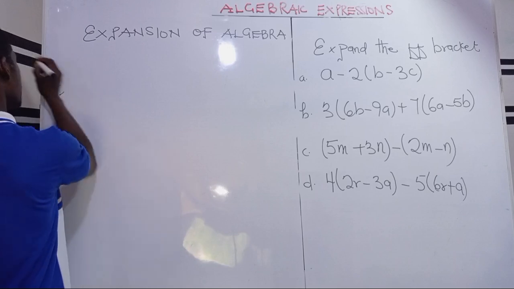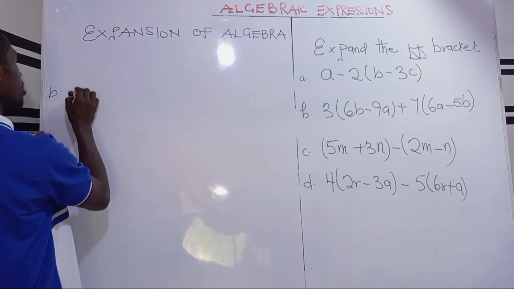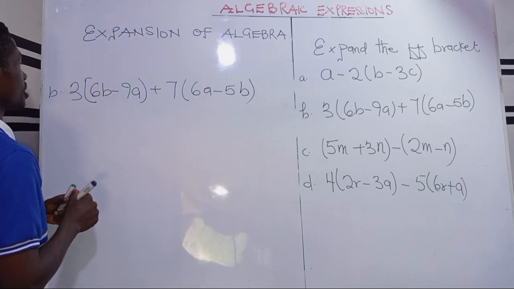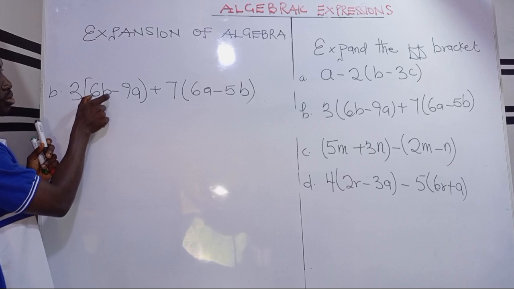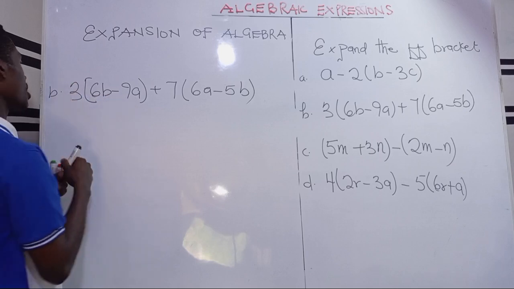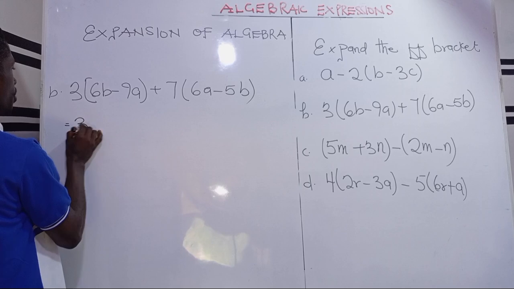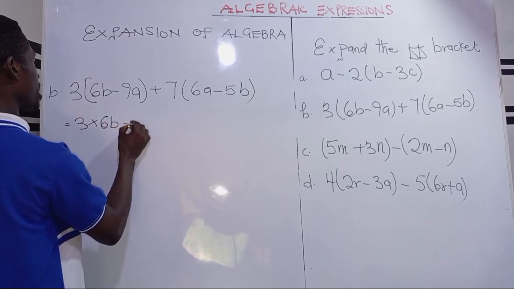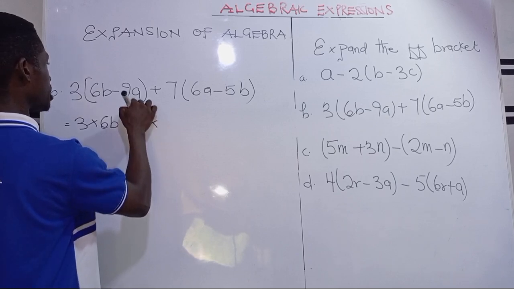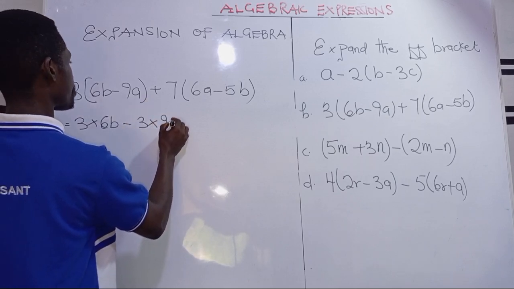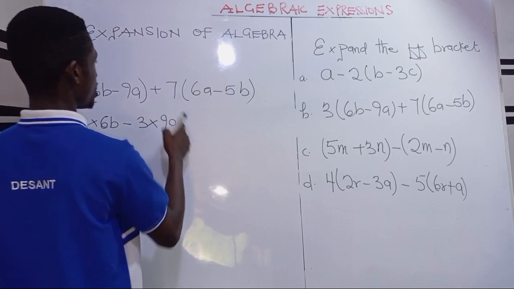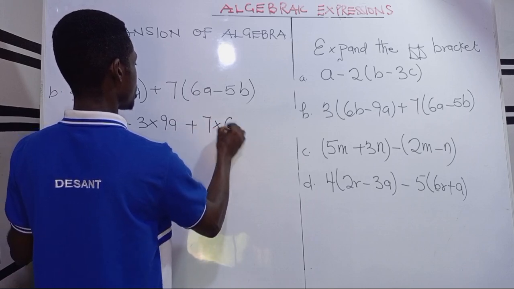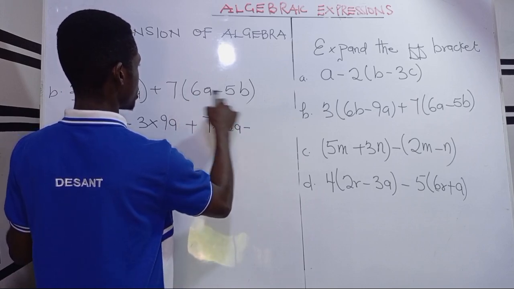Now let's take the next example, example P. We are going to follow the same method. We are going to use the number outside the bracket to multiply the individual terms within the bracket. So we are going to get 3 times what? 6b. Then we have minus 3 times what? 9a. Then move on to this other side. We have plus 7 times what? 6a, minus 7 times what? 5b.